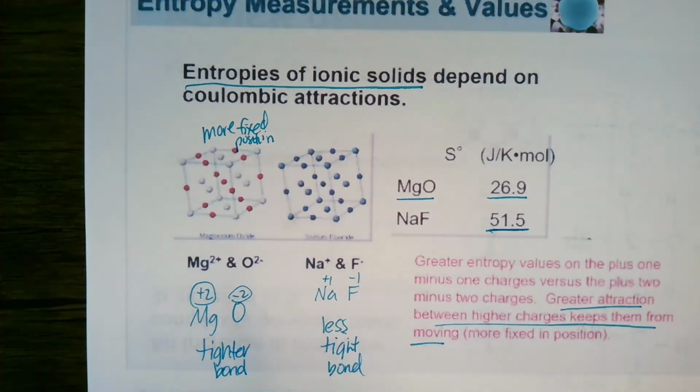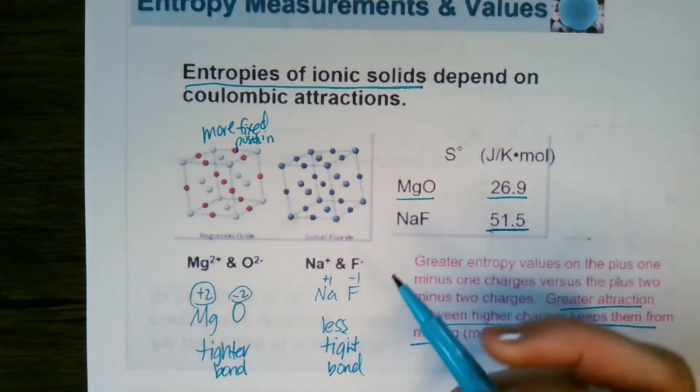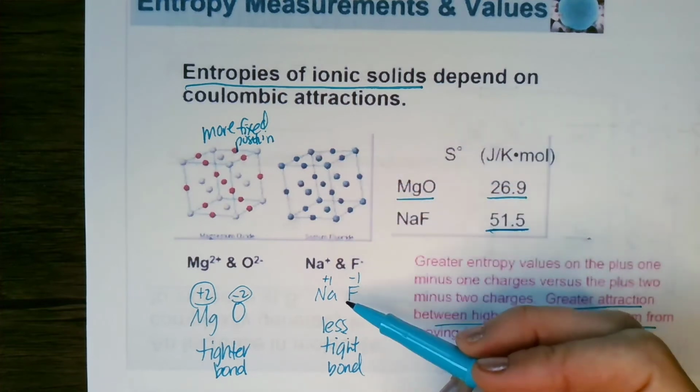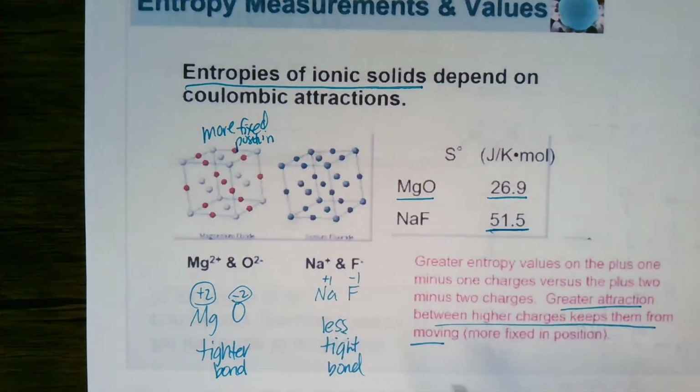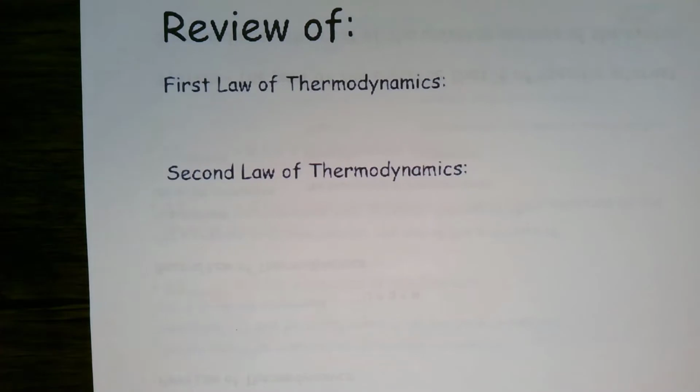So we can see that these are more movable, more flexible bonds. And the tighter the bond, the greater that charge is, the more fixed the position is, and it keeps them from moving as much, so they have less entropy.